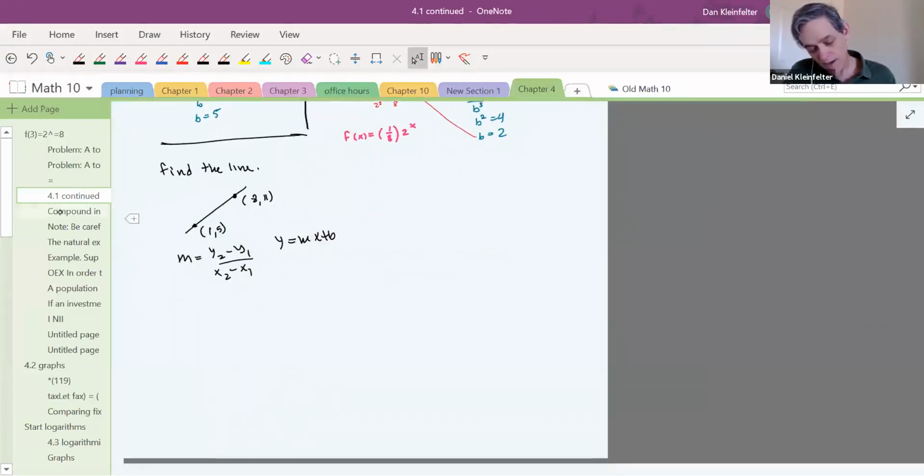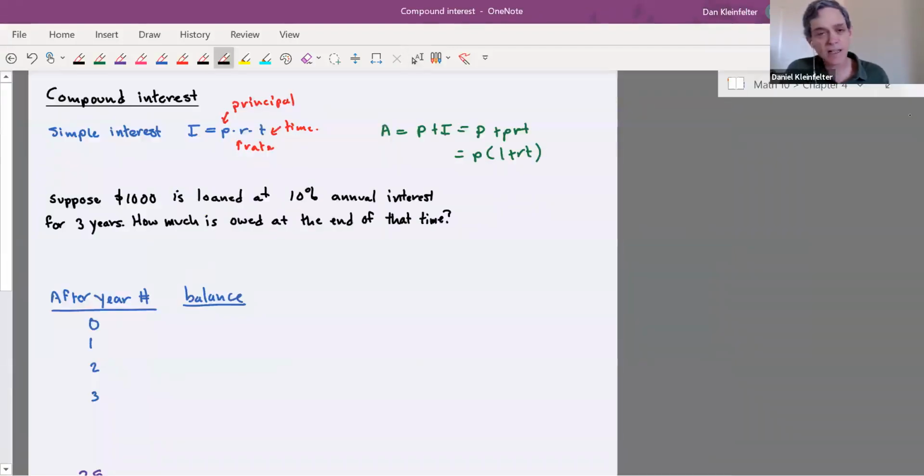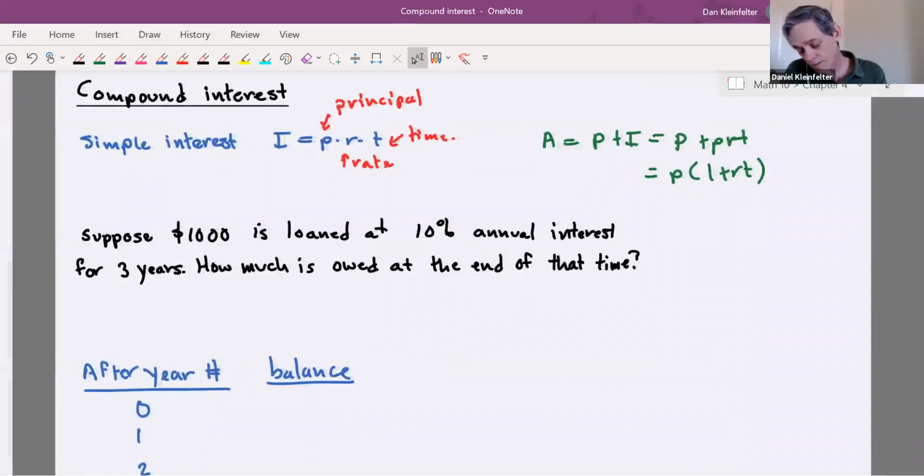One of the bigger applications of exponential functions that we'll consider is the idea of compound interest. So let's talk about interest first, and then we'll make it specific about compound interest. Simple interest, well, interest first. Interest is a fee paid for the use of money over time.